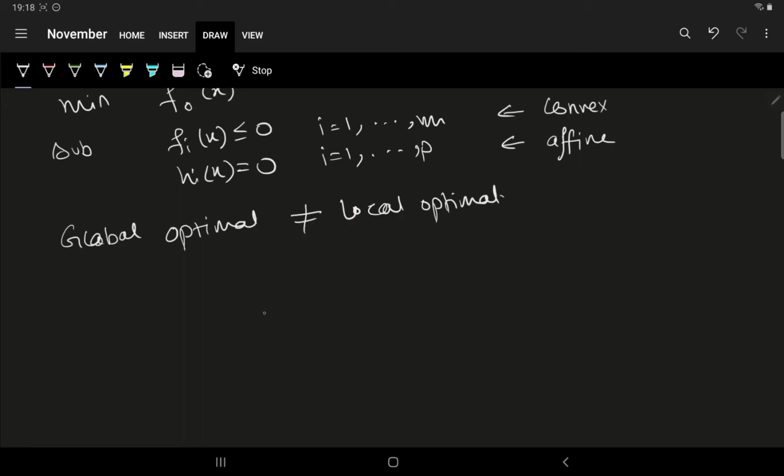We can see this in the diagram. Here x is optimal in its vicinity, a local optimal, and y is the global optimal, and this is a quasi-convex function.